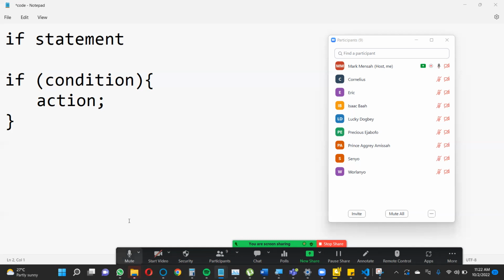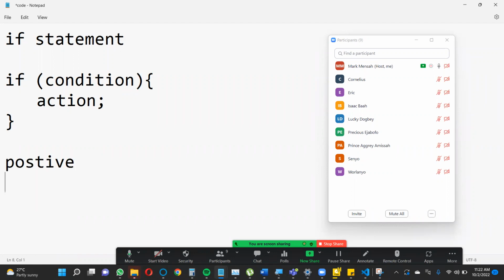Hello, sorry about that. So again, in this condition here, I have to write the code for it. I want to write a program that will take a number and tell me if I have a positive number or a negative number. Very, very simple program.